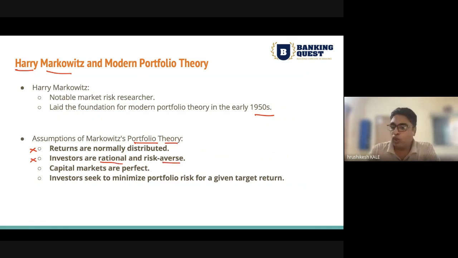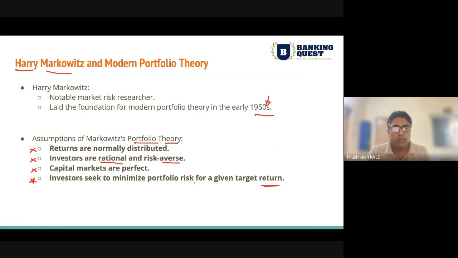This is also not true in real life. Investors are not rational, they are irrational. Capital markets are perfect. Again, there are a lot of research papers which show that capital markets are not perfect. Investors seek to minimize portfolio risk at a given return. Yeah, this is something we can work on, the assumption that for a given level of risk, the investor will try to get the highest return. These assumptions we can work out, but please understand it was almost 80 years back.